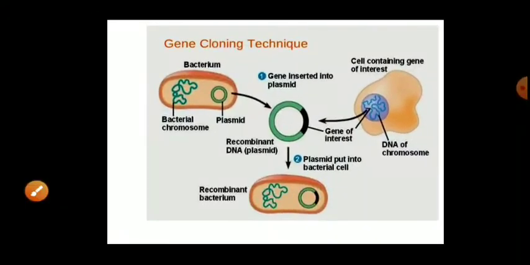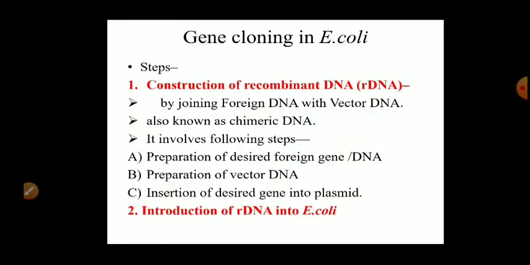Right. Now, say for example, the basic thing about gene cloning in bacteria. Suppose you want to carry out gene cloning in E. coli, that means your cloning organism is E. coli. And the foreign gene which you want to clone is the insulin gene. So, what are the steps? There are two basic steps. Number 1, construction of recombinant DNA. The first step is construction of recombinant DNA.